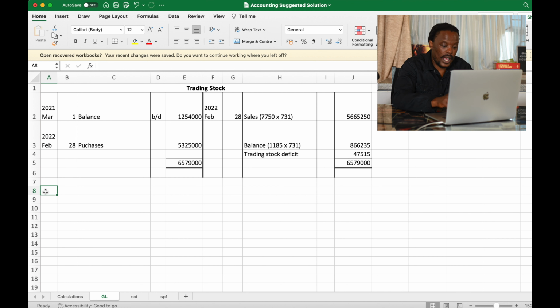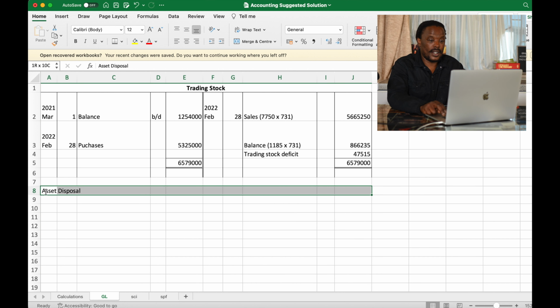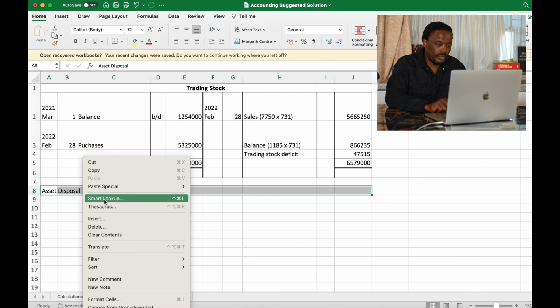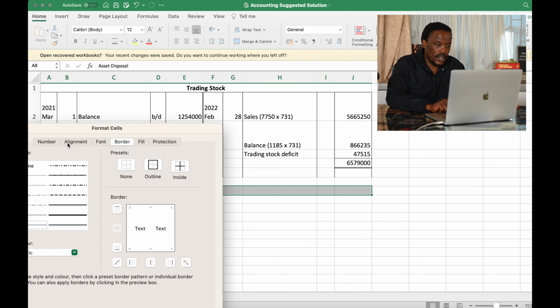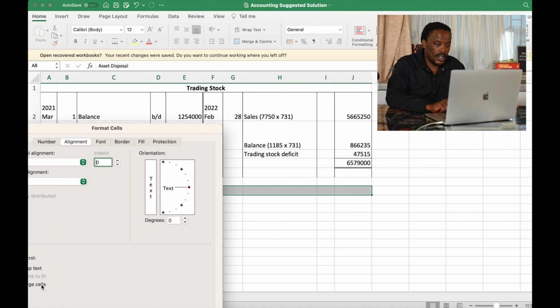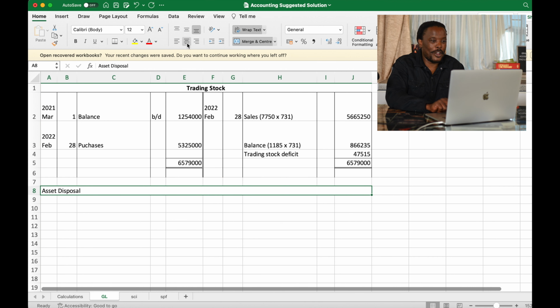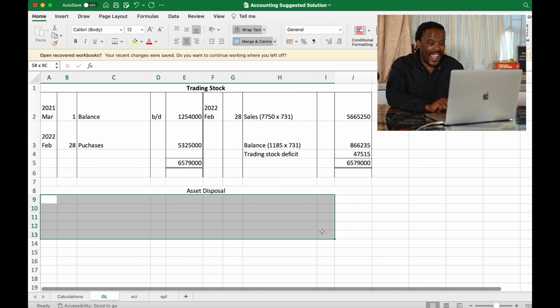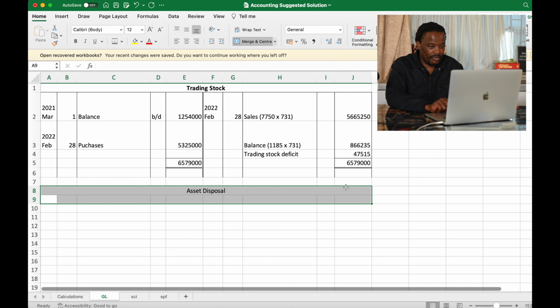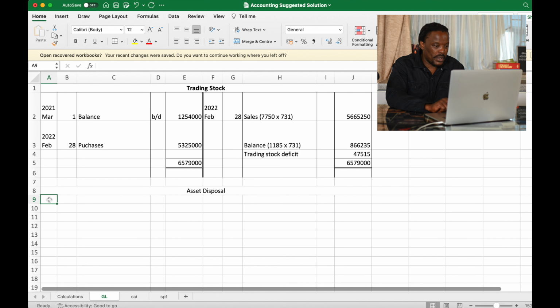And now we're looking at the asset disposal, because this guy also disposed of an asset. It's the same procedure. Format cells. Let's align it. Simple. I don't know why you want to make it look like a problem, whereas it is very, very simple and very, very nice. Okay, asset disposal.